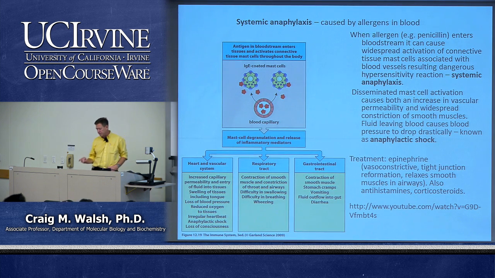All right, so I want to talk a little bit about anaphylaxis. And basically anaphylaxis, as I mentioned, is a situation where the immune system, because of this hyperreactivity, you get all sorts of things happening that can be pretty bad. So I wanted to talk a little bit about an example of this.